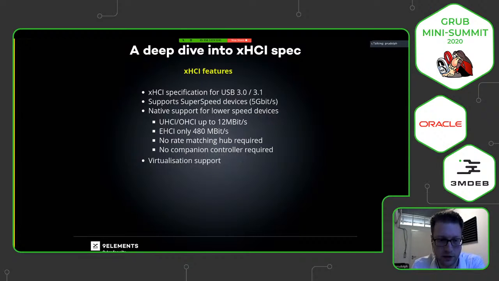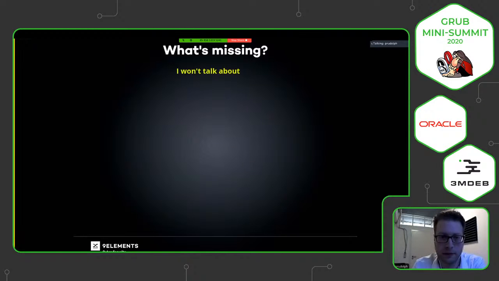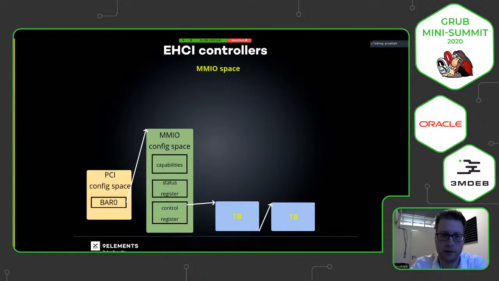It also has virtualization support. Supports up to 255 devices. And almost everything is done using DMA. Okay, so what I'm going to skip: power management, interrupt support, and virtualization. That's all something we don't need in GRUB, but still everything works fine. Okay, let's have a look at the old controllers. So the UHCI controllers are for USB 2 devices.